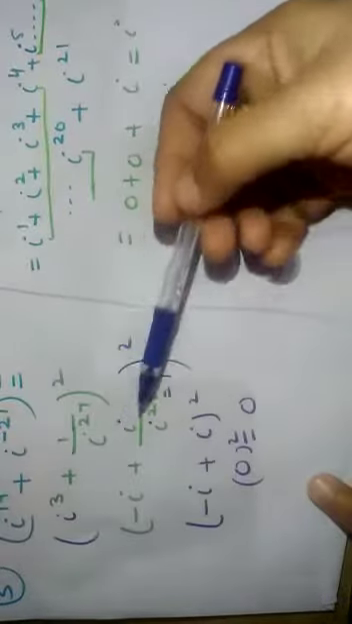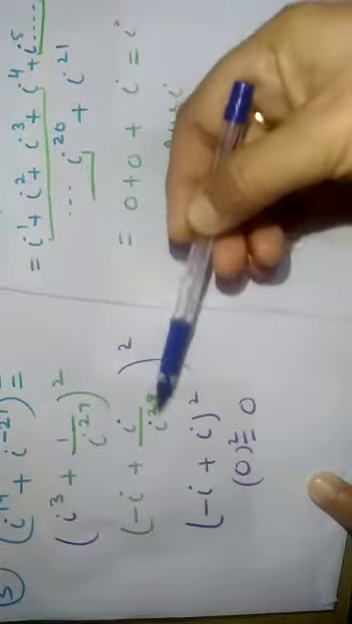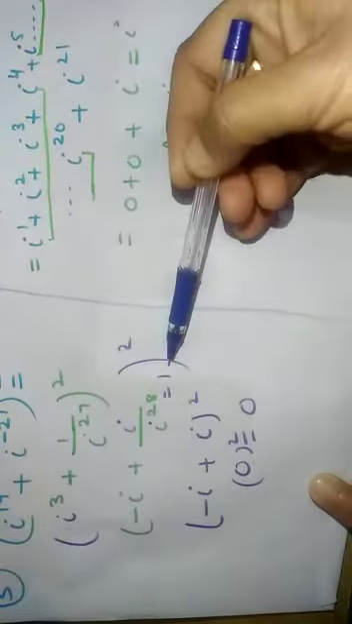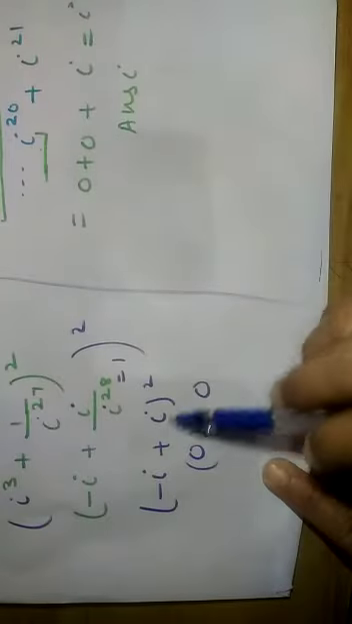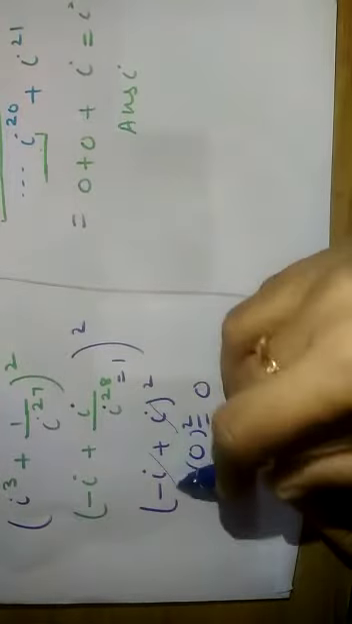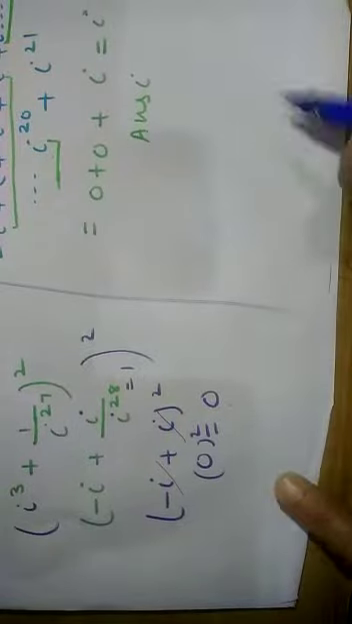And here I am getting iota divided by 1, because iota raised to power 28 is equal to 1. So it is simply minus iota plus iota. They will be cancelled out with each other. I will get 0. So the result is 0. So in this way, if you remember or memorize these 4 results, you can simplify quickly.